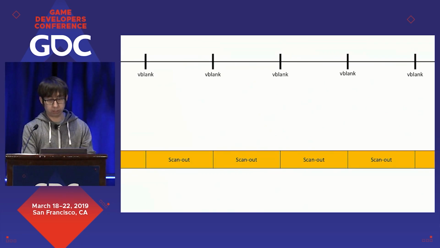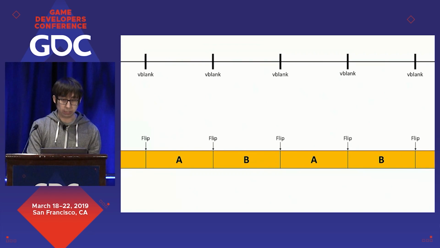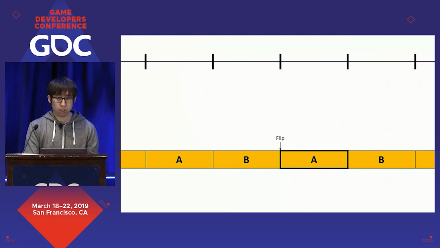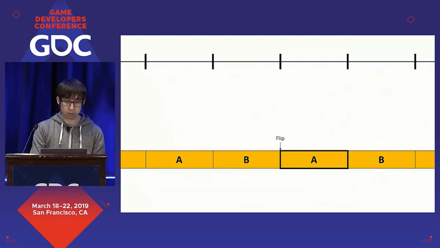Okay, so back to the timeline. With double buffering and VSync, we flip during the V blanks and switch between frame buffer A and frame buffer B each scan out. Let's say we're rendering to frame buffer A. When's this rendering allowed to happen now?